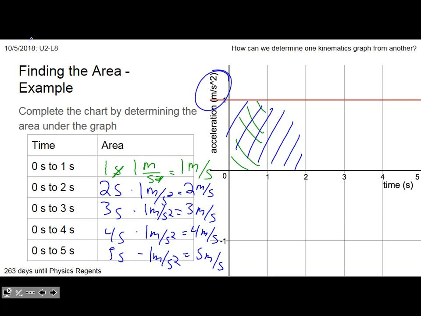Think back to what we did yesterday. We were adding 1 meter per second every second that goes by.